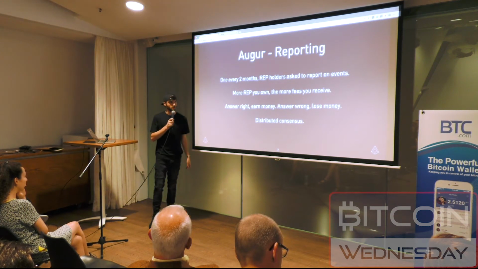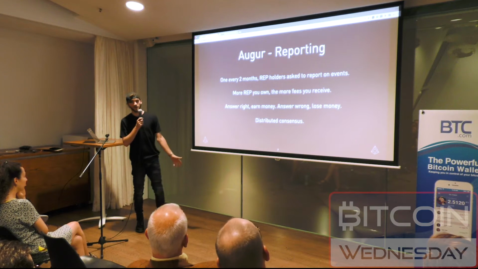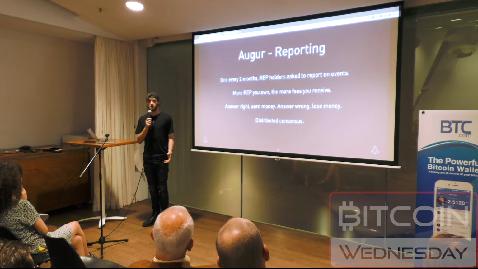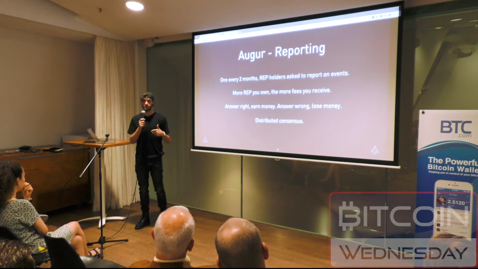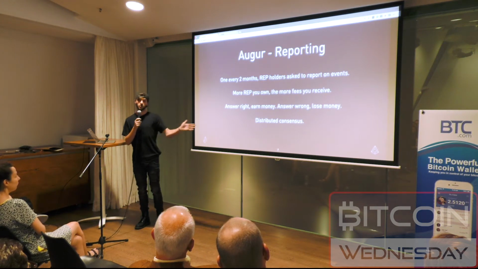Reporting. So this is like the distributed consensus system. Once every 2 months, rep holders are going to be asked to log into Augur and report on the outcome of events. It's not mandatory. If you hold rep, you're not penalized for not doing this. So if you just hold it on Poloniex or a wallet and you decide not to participate in Augur, you will not be penalized in any way. But the more rep you own, the more fees you will receive.